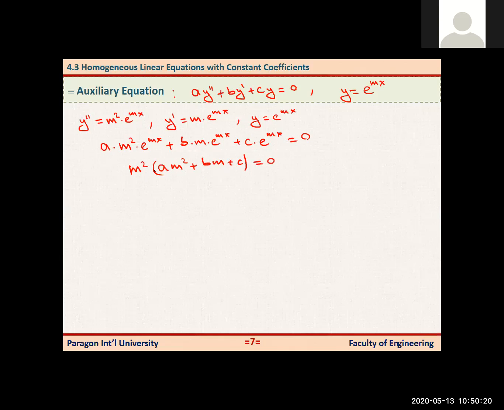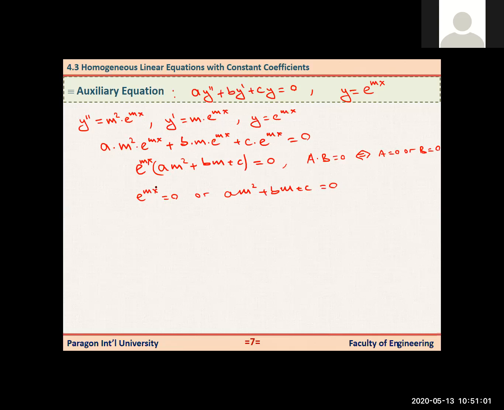Now, how do I solve this equation? We are taking e to the power mx out, so something times something is equal to 0. We know in the real number system that a times b is equal to 0 if and only if a is equal to 0 or b is equal to 0. So here we have e to the power mx equal to 0, or a m squared plus b m plus c equal to 0.